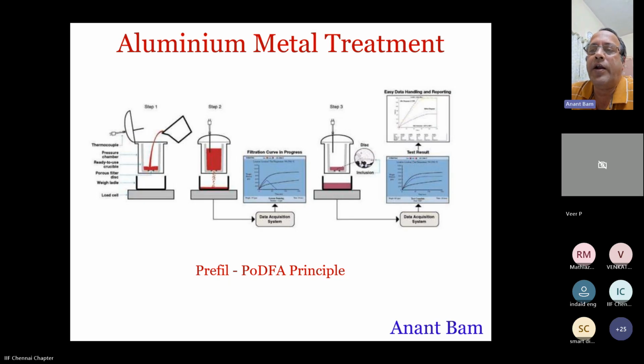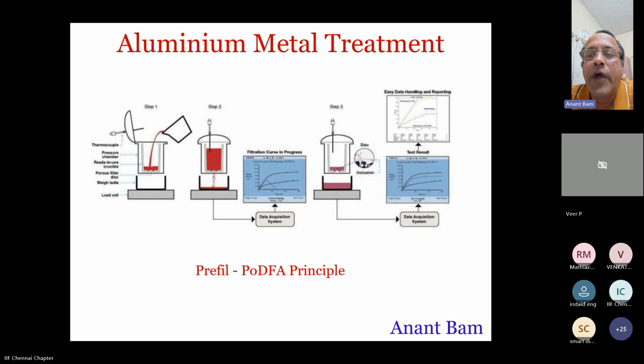On the left-hand side, the first image, step 1: there is a load cell on which an empty vessel is placed, which is evacuated, on which a utensil-like thing is placed, which has a filter at the bottom. A measured quantity of liquid metal is poured in it and the lid is immediately closed.